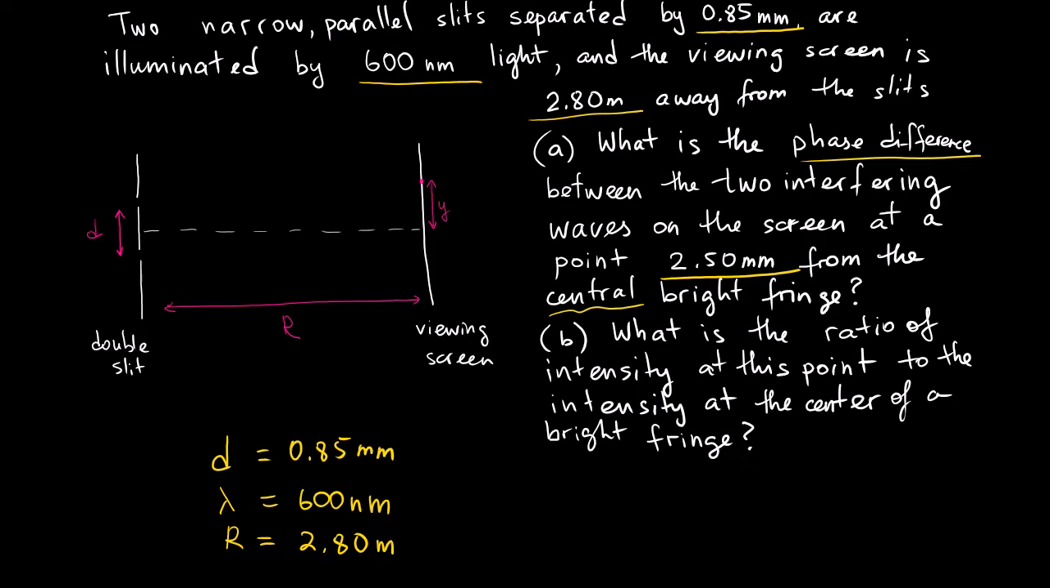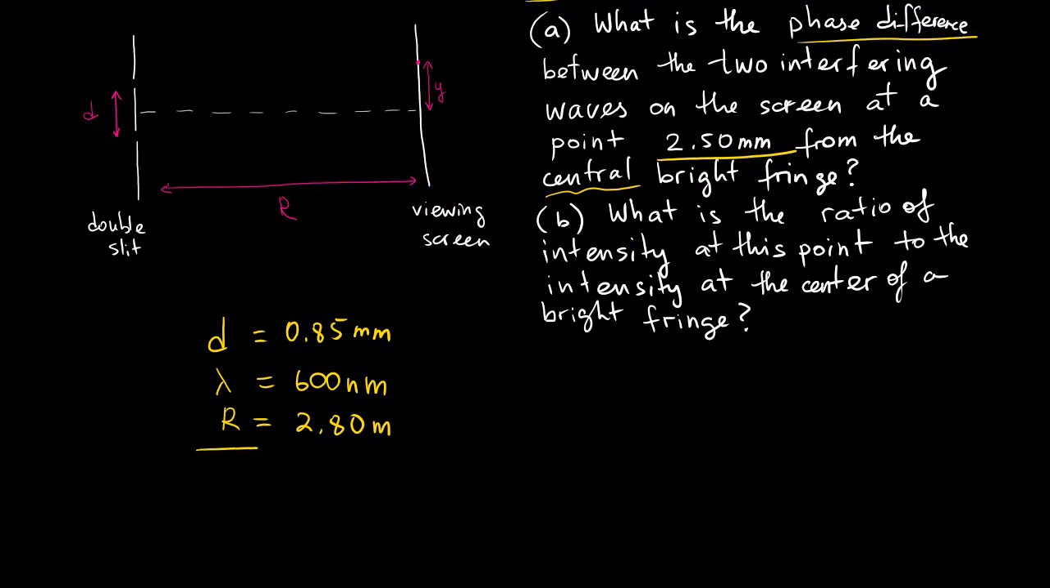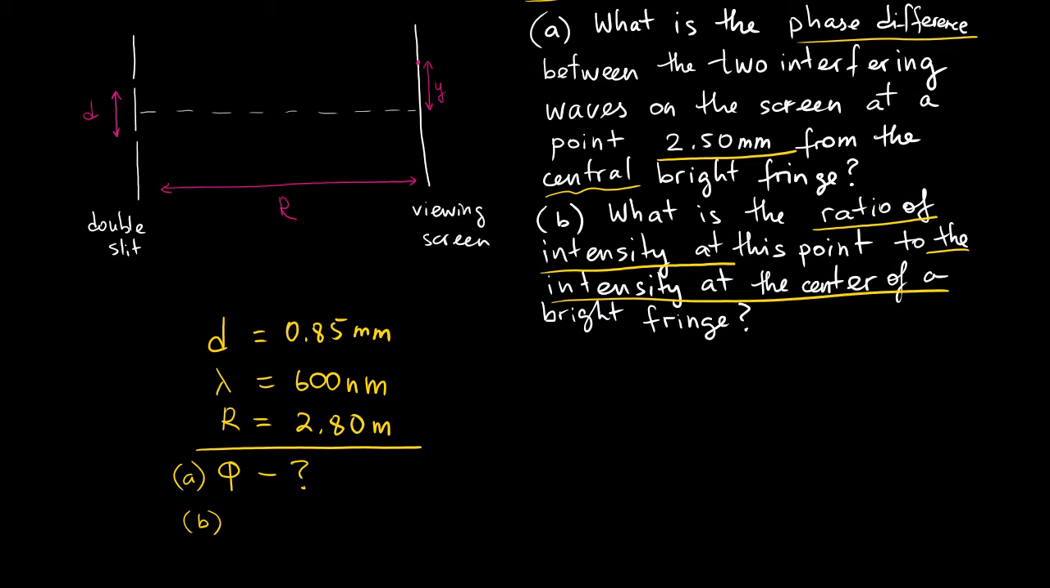Now, what is the phase difference? Which means we're looking for phi, question mark, for part A. And for part B, it says what is the ratio of intensity at this point to the intensity at the center of the bright fringe. The intensity at the center of the bright fringe is the maximum intensity, so they want us to find the intensity at the point divided by the intensity at the central bright fringe, question mark.